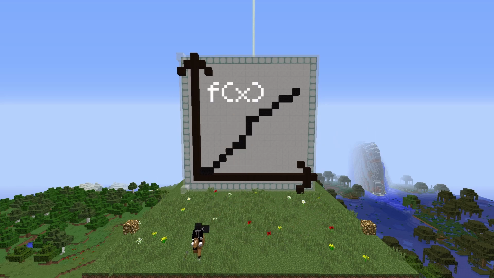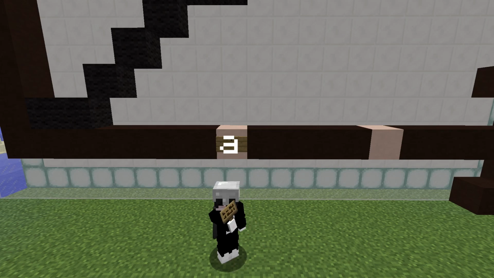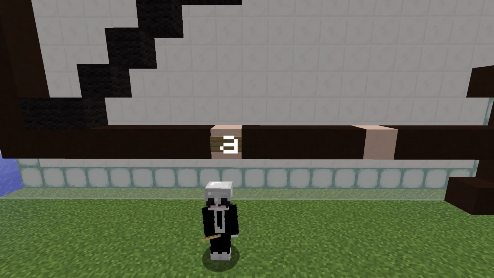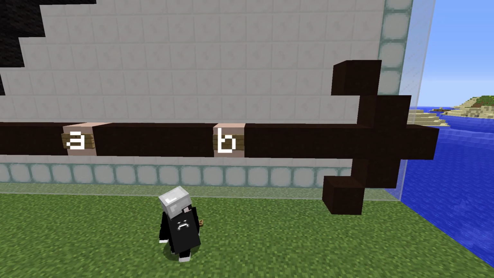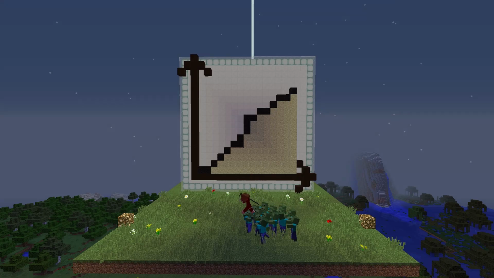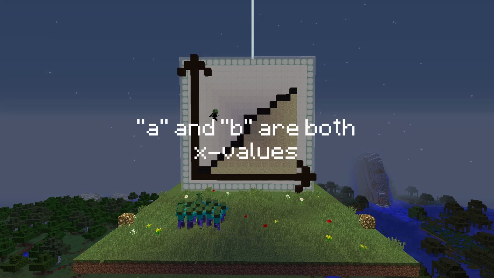Let's call this function on the graph f of x. Now, to use the integral operation, we're going to choose an x value of where we want to start calculating the area. And then, we're going to pick another x value of where we want to stop calculating the area. In this example, I chose a to be my starting value and b to be my ending value. In this example, a and b are both x values.